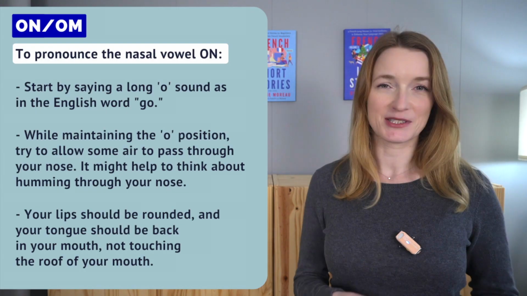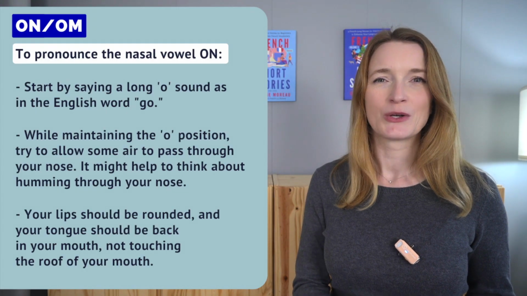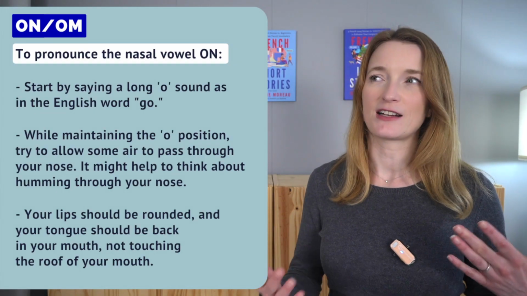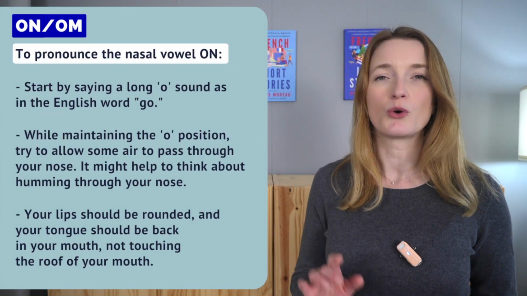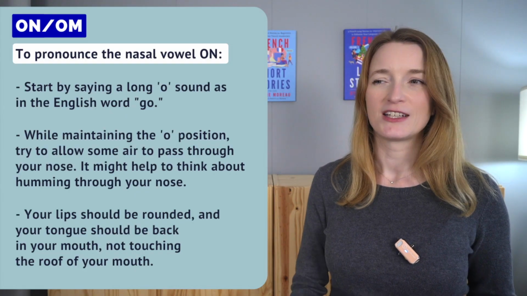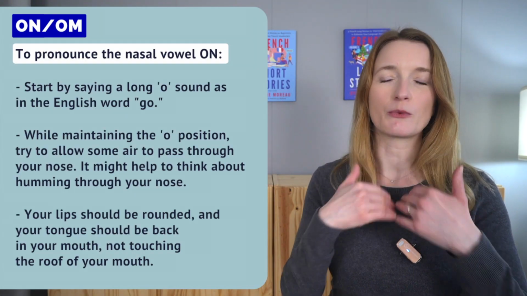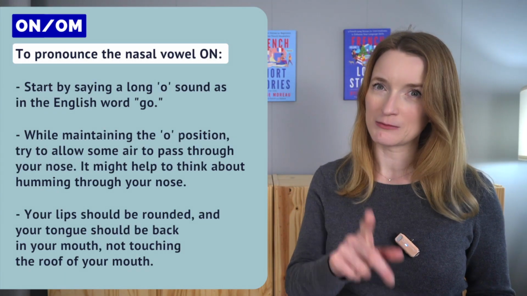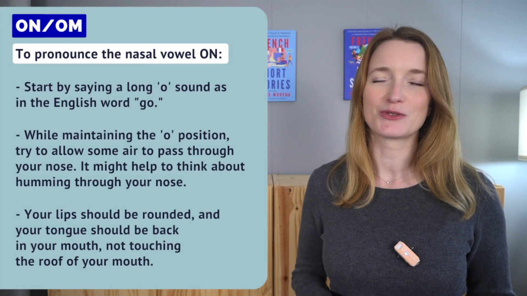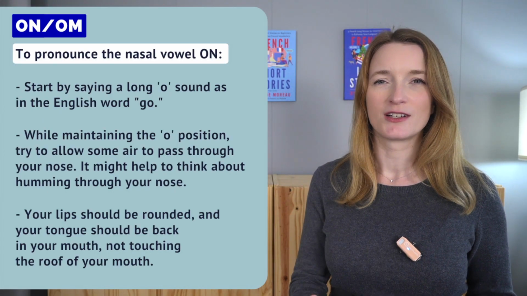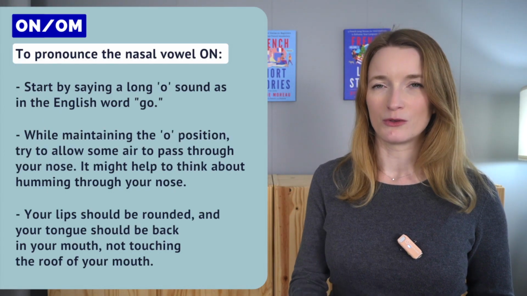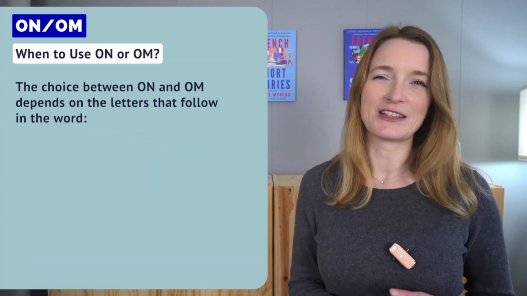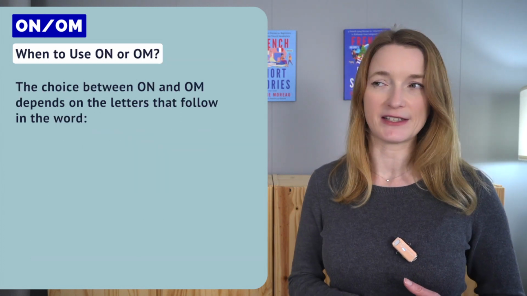And the steps to pronounce it: we are going to start by saying a long O sound, as in the English word go, O, O, O. And with the tongue at the bottom, we are going to have the air go through your nose, tongue at the bottom, not touching the top of your mouth. So we have on, on, on, on.